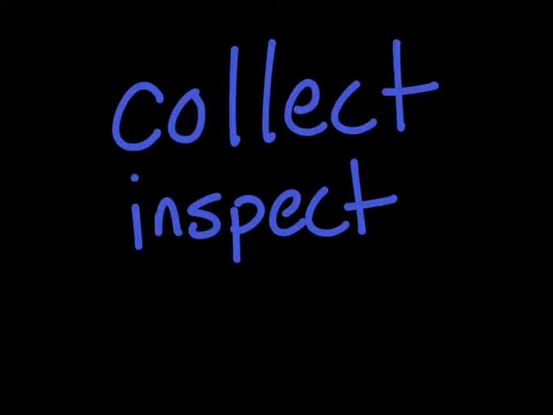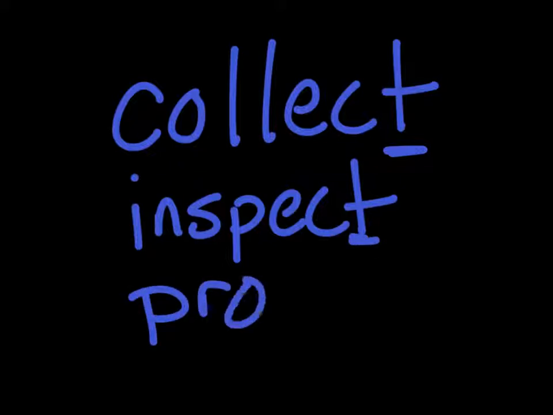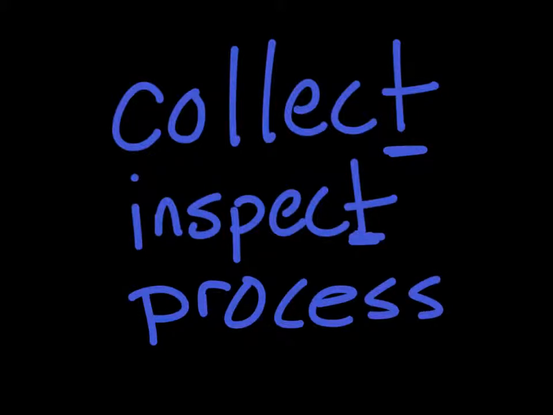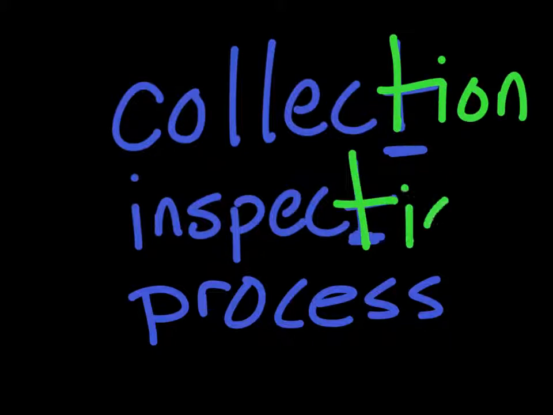You will notice that all of the verbs on your paper either end in a T or in an S, like for instance, process. If the word has a T sound at the end, then you would be using the TION pattern on this word. So collect would become collection. All right, inspect would become inspection.